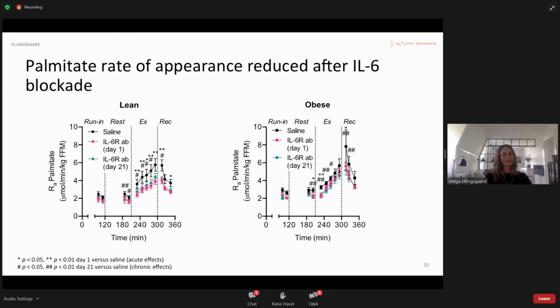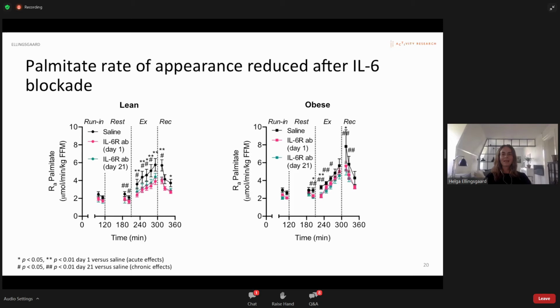Here we look at the palmitate kinetics. This is the rate of appearance of palmitate, which is a measure of the rate by which palmitate is liberated from its stores. And exercise increases the rate of appearance of palmitate similarly in both groups. But the interesting part here is that when IL-6 signaling is blocked, both acutely and chronically, the rate of appearance of palmitate is reduced. And it's quite a significant reduction, around 30%. And it's seen both during rest and during exercise, and also during the post-exercise recovery phase.